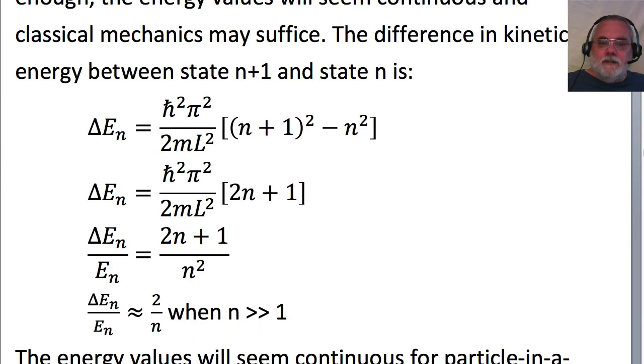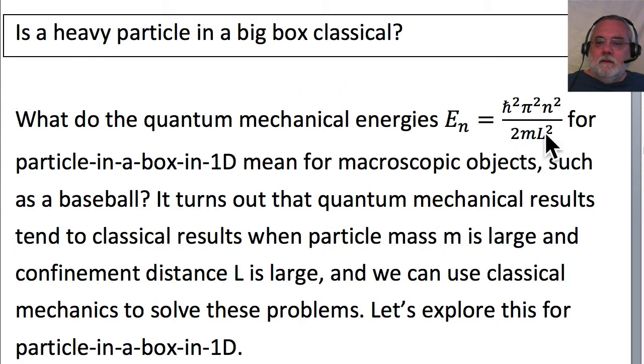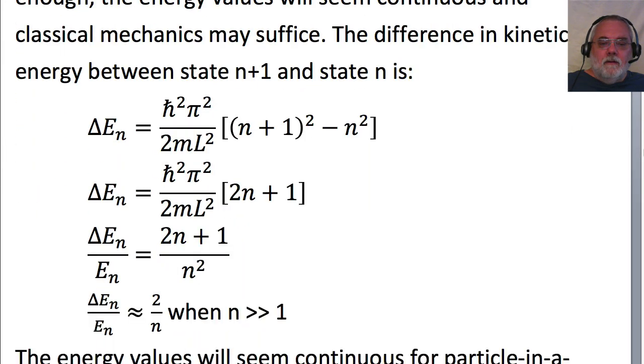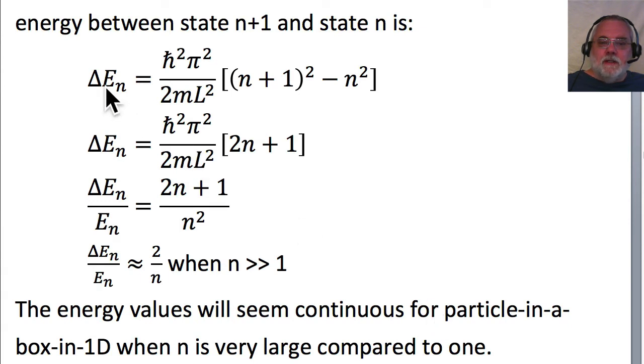The difference in kinetic energy between state n+1 and state n, we just use this formula, substitute n+1 and subtract n. So the difference between two adjacent energy levels is h bar squared pi squared over 2mL squared times the quantity (n+1) squared minus n squared, and we can use math to simplify that to be 2n+1, and we can divide by the nth energy level and we get (2n+1) over n squared. And we're going to be interested in cases where n is much greater than 1, and so this is approximately 2 over n.